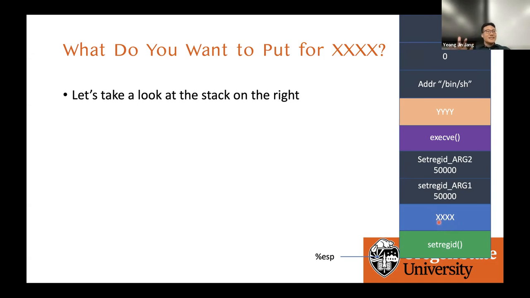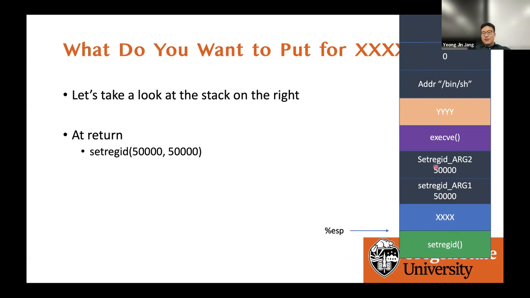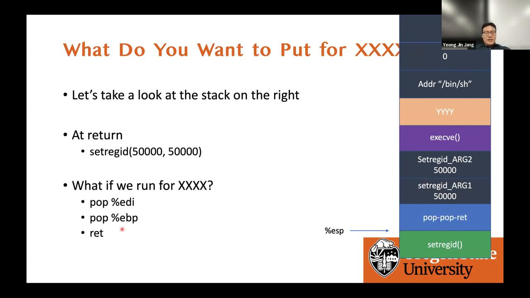And this is very simple and easy. At the return, it will run setregid with 50000, 50000. And then what if we return to a location where the code has instructions to pop EDI, pop EBP, and return? The reason I have this example is that you can find these assembly snippets at the end of functions very frequently. It's all about leave and return, or pop, pop, pop registers and return. That's the standard function epilogue. So we can easily find these gadgets in the assembly. And if we return into the middle of a function like this, we can actually chain the function call.